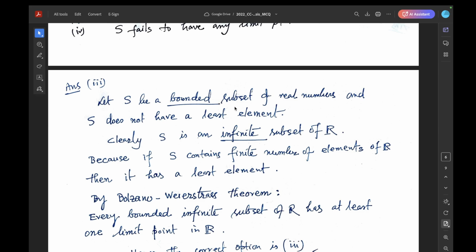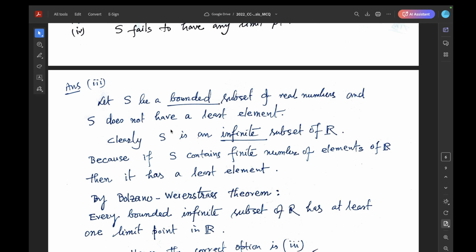You could consider this set, 1 by n. So 1, 1 by 2, 1 by 3, 1 by 4, and it tends to 0. So 0 would be the least element, but this 0 is not contained in the set S. So this set 1 by n, 1, 1 by 2, 1 by 3, 1 by 4, and so on, this set S is a bounded subset of real numbers and does not contain the least element.